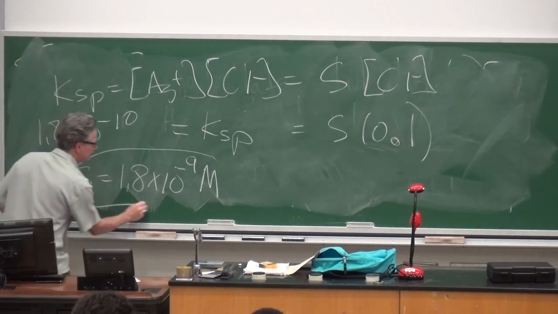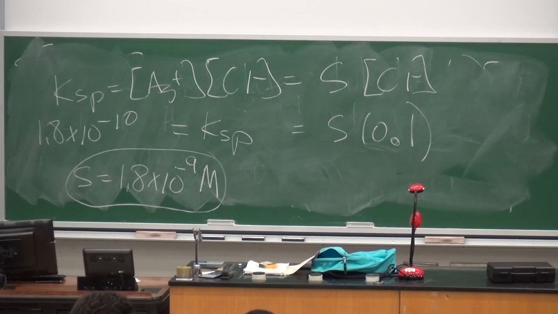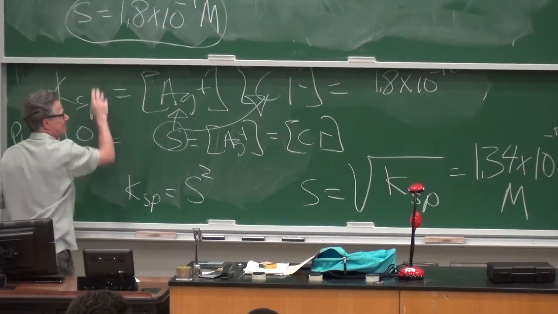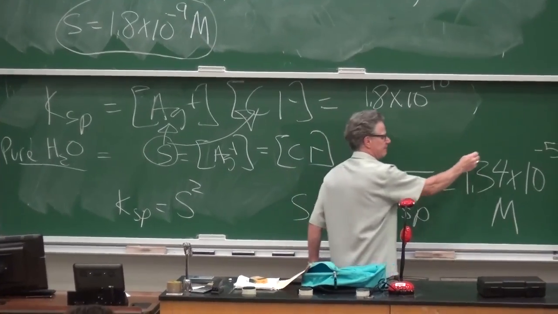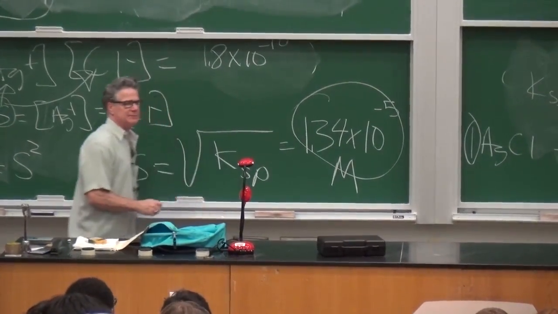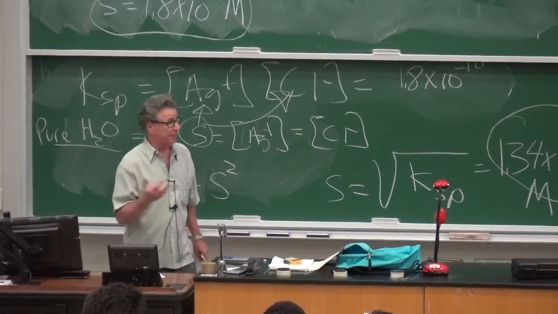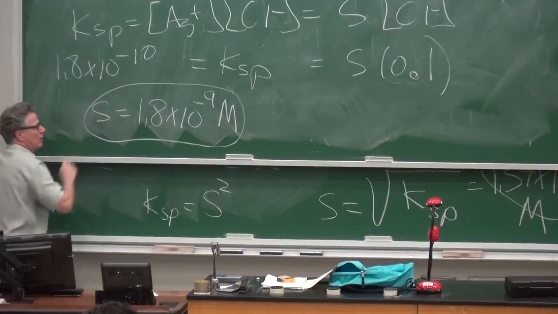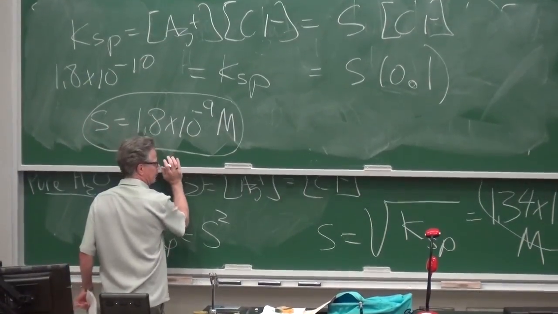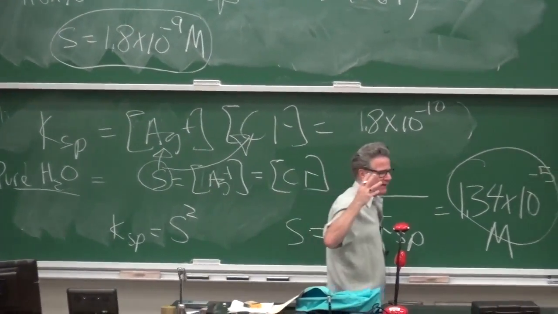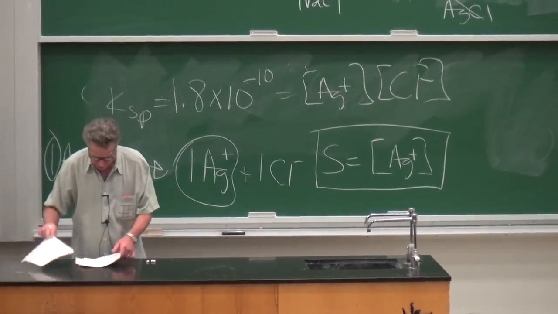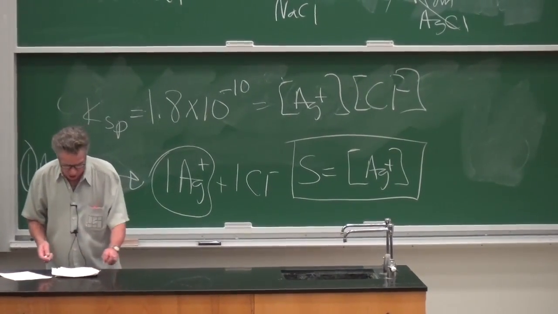So there you go. Le Chatelier predicted the solubility would be less in the solution of the common ion. And indeed it is, because in pure water, we got 1.3 times 10 to the minus 5 molar for the solubility. But in the sodium chloride solution, we got 1.8 times 10 to the minus 9 molar. So it's 4 orders of magnitude less soluble in the presence of the common ion. All right.